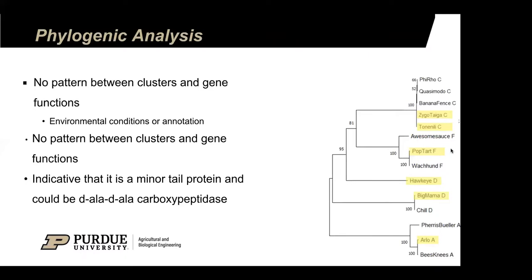As you can see in the Mega graph to the right, there's many phages listed, and that's because in the family or cluster of phages, there are over 600 members, so we chose a bunch of different clusters to analyze, with the highlighted versions being those of D-allo-D-allo-carboxypeptidase. We just wanted to see if there was any pattern that could help us predict if it was going to be a D-allo-D-allo-carboxypeptidase or a minor tail protein. We found that there really wasn't any pattern, which could either be due to environmental concerns or just a little error in annotation. And because of this, it's further evidence that PhiRho gene 176 is definitely a minor tail protein and could be a D-allo-D-allo-carboxypeptidase.